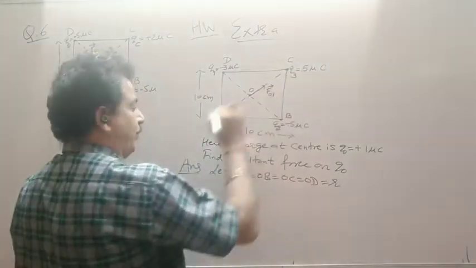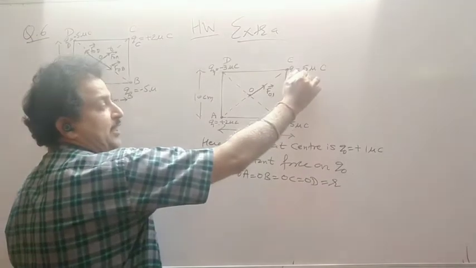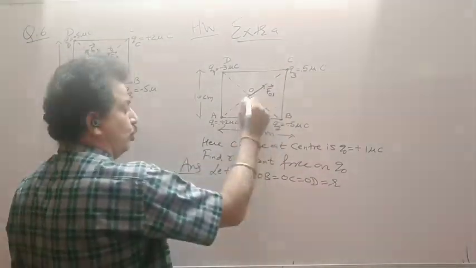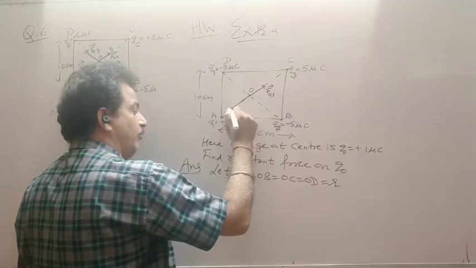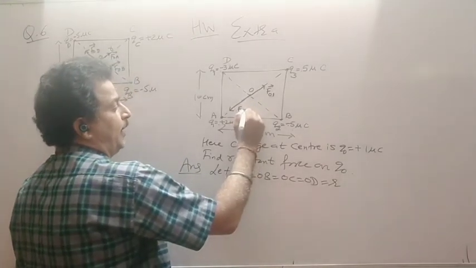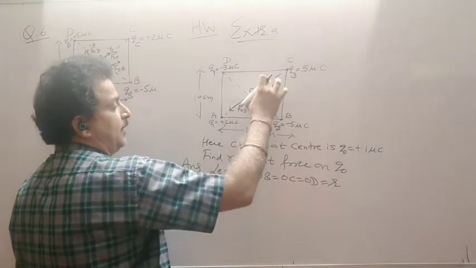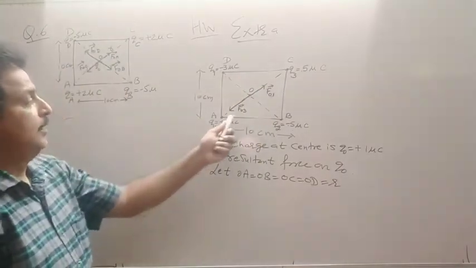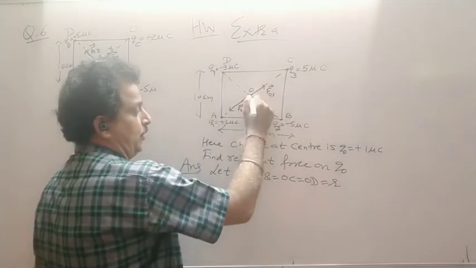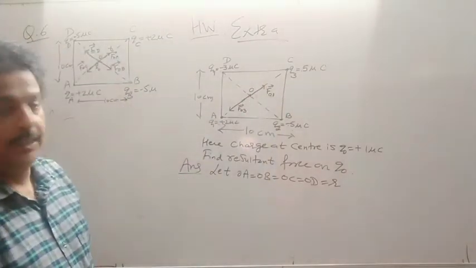C will also repel it, but the magnitude of C is more. The distances are equal, but the magnitude is more, so here the repulsion will be more. I am drawing the length of this arrow greater than the other arrow, which indicates F naught 3 is greater. Now both are in opposite directions.